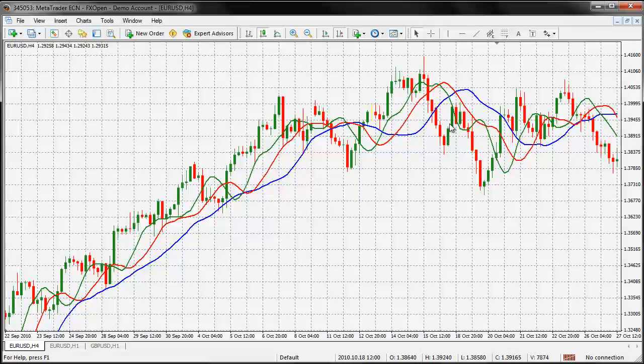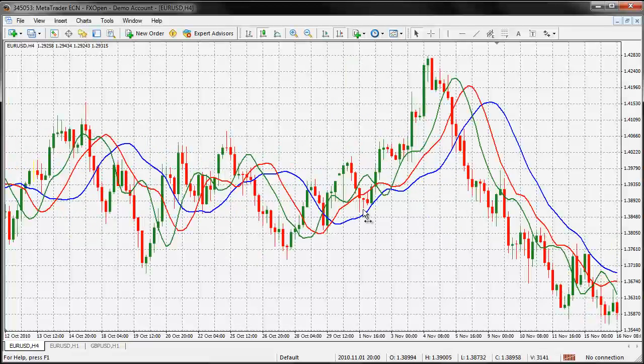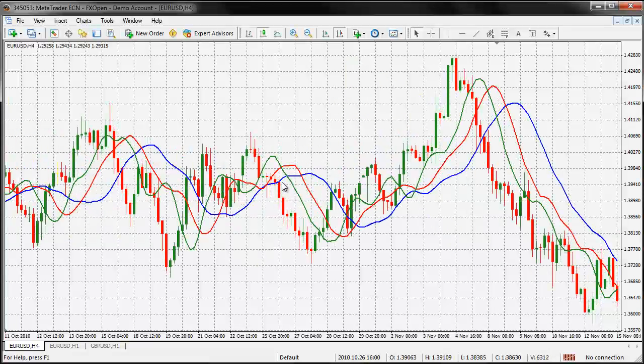And let me see if I can find another area where you might get a little bit confused. You might say, okay, well this blue line is starting to straighten up here, and then we see these two crossovers. Well, if you take a look at the distance between the two crossovers, from that crossover to the candle and that crossover to the candle, it's too far apart.